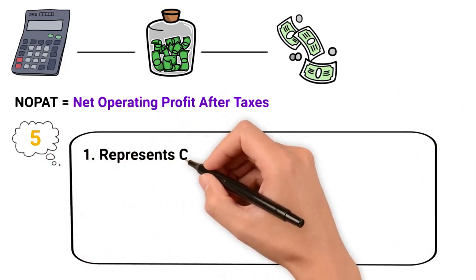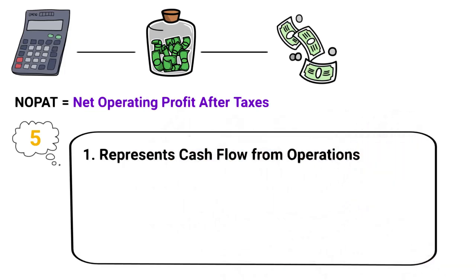Number one, it represents cash flows from operations. In a DCF analysis, the focus is on estimating the future cash flows generated by a company. NOPAT serves as the key starting point because it represents the cash flow generated by a company's core operations after accounting for taxes. NOPAT equals the cash flow available to both debt and equity investors.